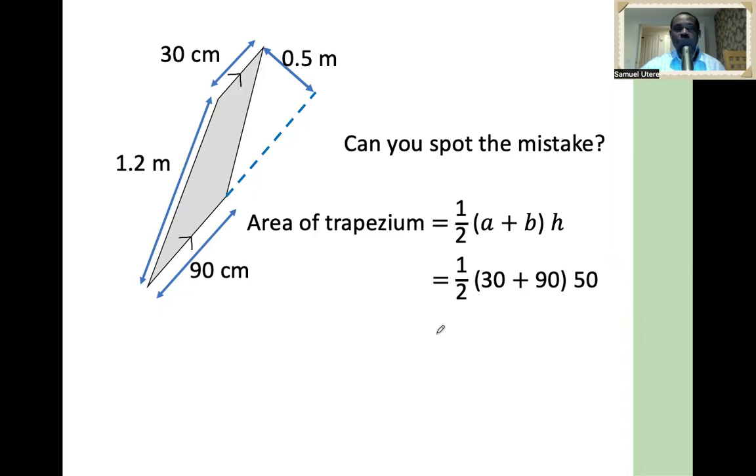So if you don't know how 0.5 meter became 50 centimeters, refer to our lesson where we did metric unit conversion, and watch that video and do the practice questions. When we do that, we'll see that our answer is actually 3,000 centimeters squared.